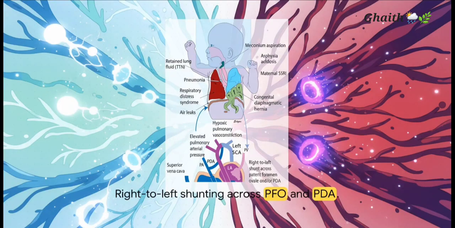So, successful extrauterine life is completely dependent on pulmonary vascular resistance dropping rapidly right at birth. We all know this. But when that adaptation fails, that resistance stays stubbornly high and it forces deoxygenated blood directly away from the lungs. You can clearly see the right-to-left shunting happening across both the patent foramen ovale and the patent ductus arteriosus here. And that is exactly what creates the severe ventilation-perfusion mismatch and that profound refractory hypoxemia we end up battling at the bedside.